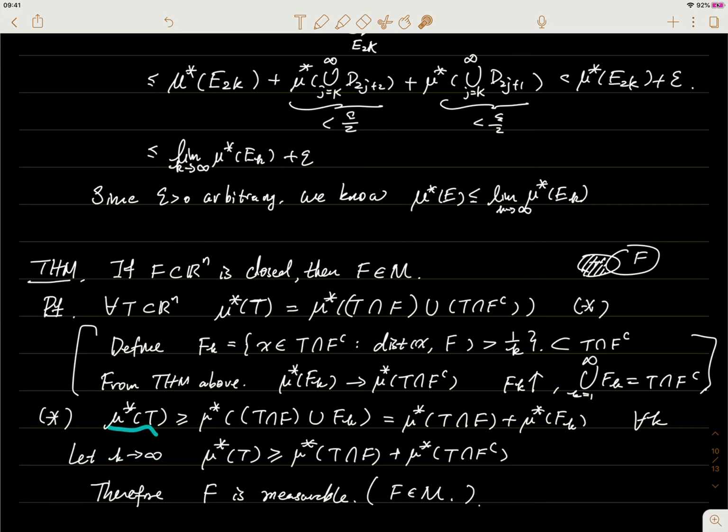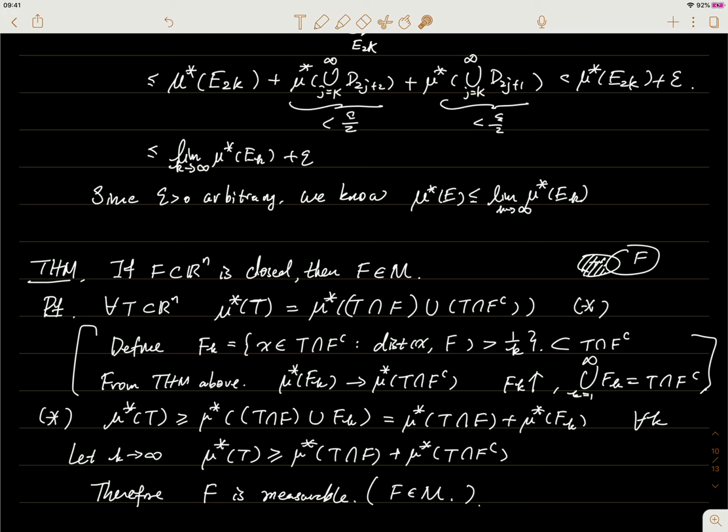So we can apply the limits on both sides. The left-hand side doesn't depend on k, so it just stays the same, but this one grows to this. So we have this is greater than or equal to this plus the limit of this, which is the measure of this set. That's the inequality we get here. And as we mentioned before, if this inequality holds, that means F is measurable.